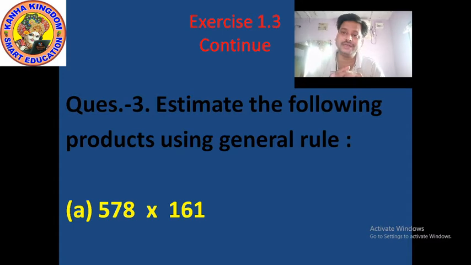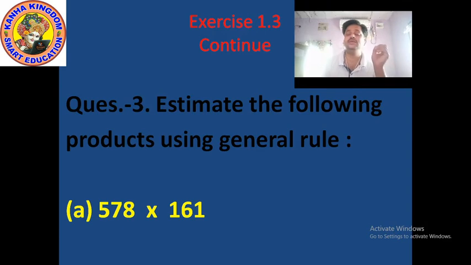First, you convert the number to the nearest value by the general rule. In the general rule, if the number is 2 digit, then the rule applies to the nearest 10. If the number is 3 digit, then the rule applies to 100. If the number is 4 digit, then the rule applies to 1000. And if numbers are 5 digit, then also the rule applies to 1000.